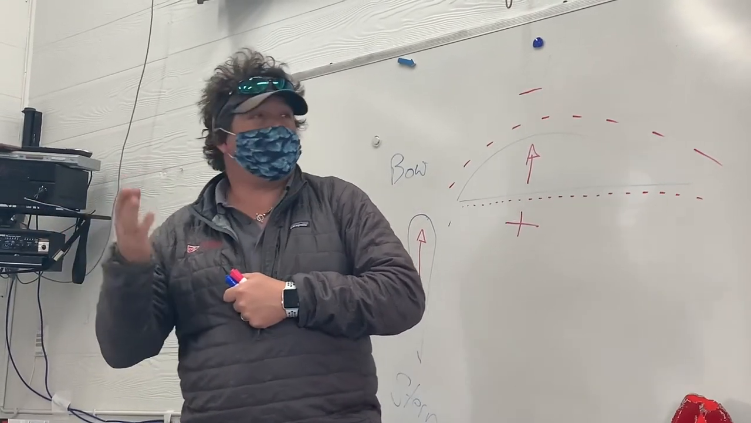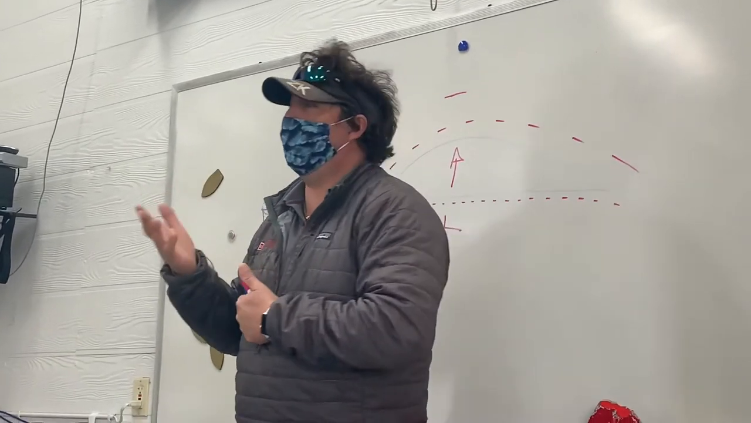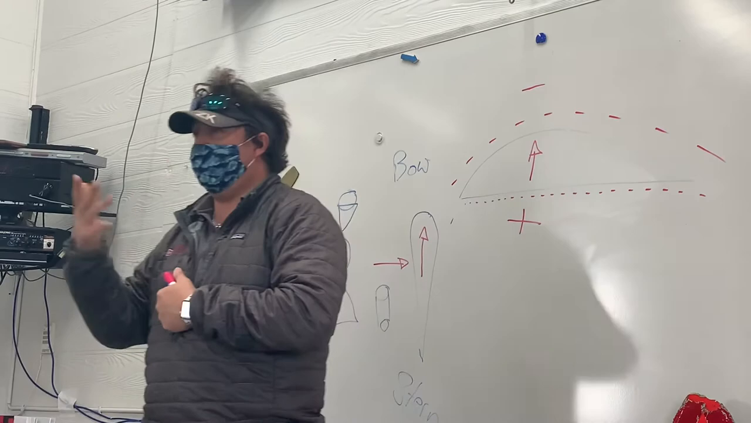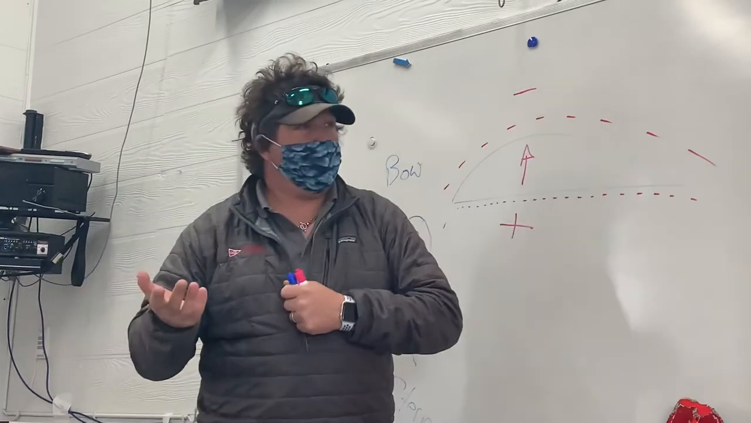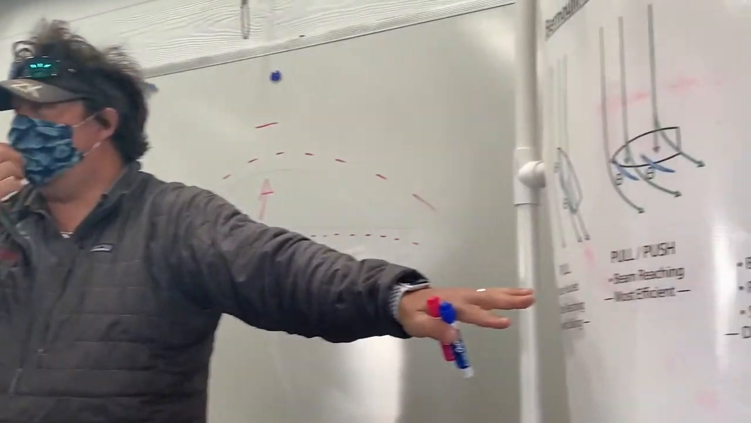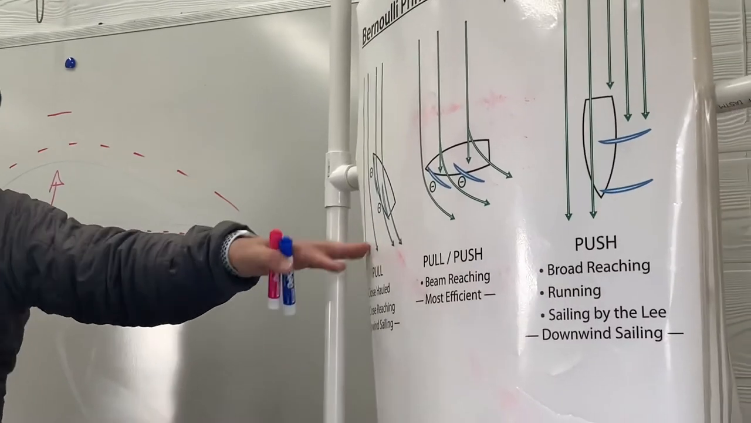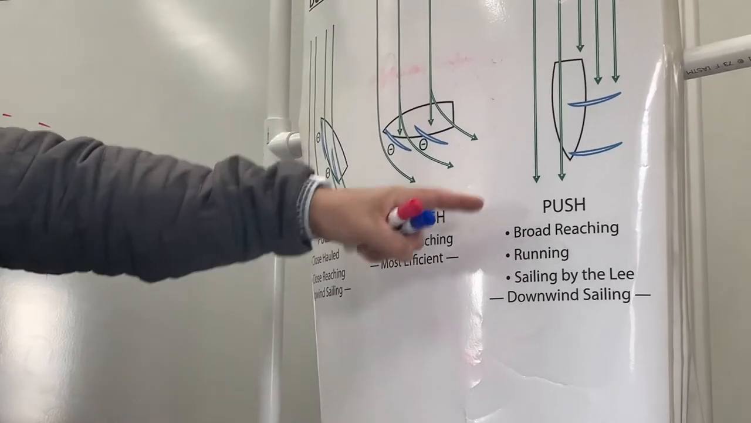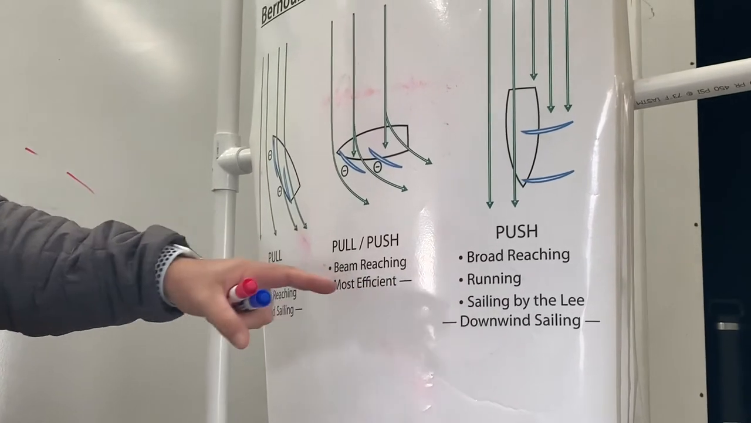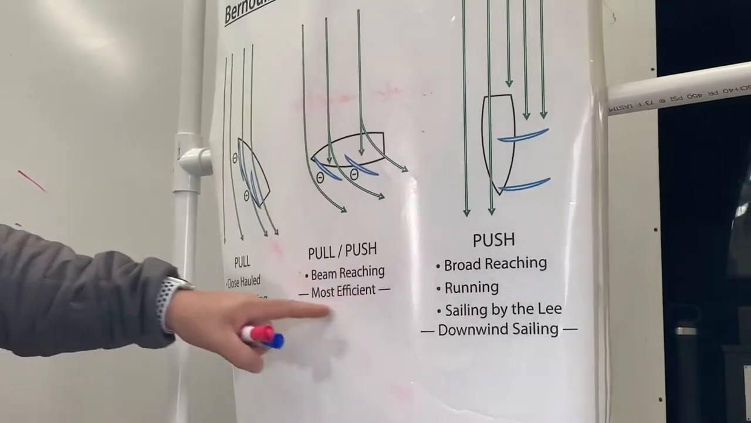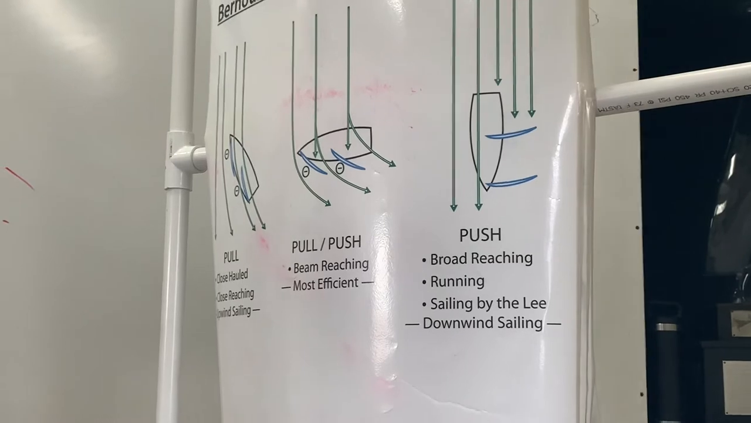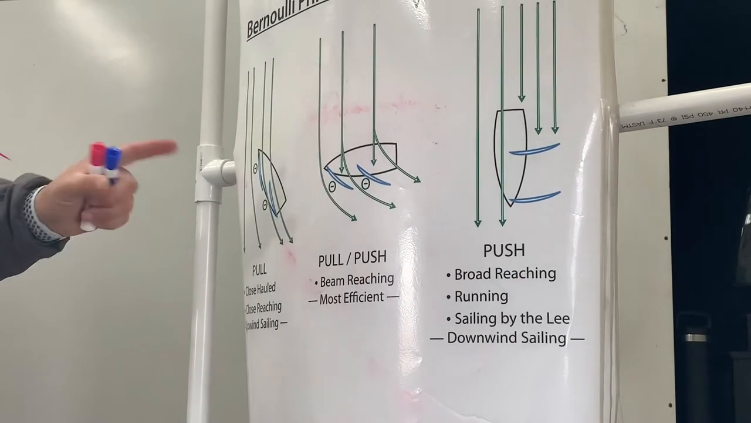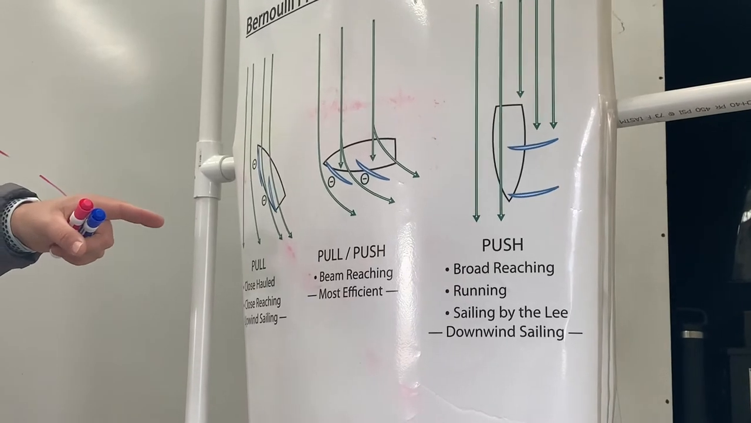The next question I'm going to ask you is, what point of sail are we on? Close hauled, close reaching, beam reaching, broad reaching, running. Then I'm going to ask you, what mode are we in? Are we in pull mode, being pulled upwind? Are we in push mode, being pushed downwind? Or are you in push-pull, your most efficient point of sail? Does that make sense? So pull mode, push mode, or push-pull. Okay?